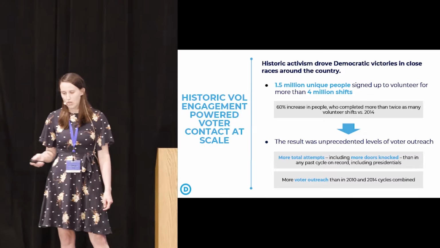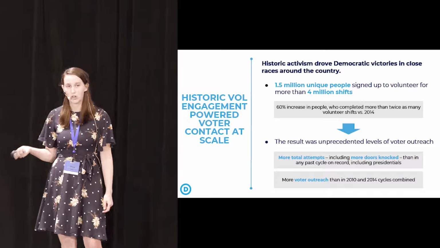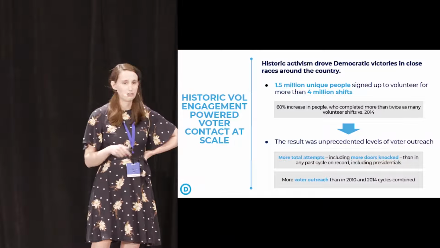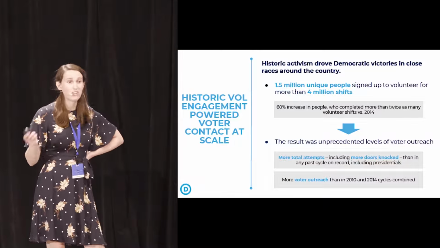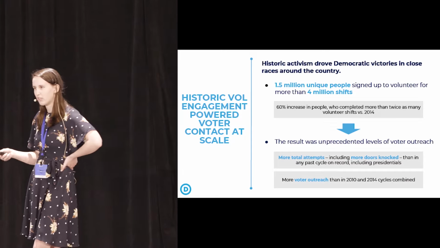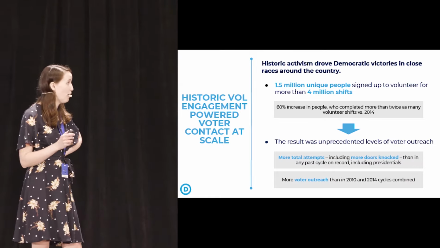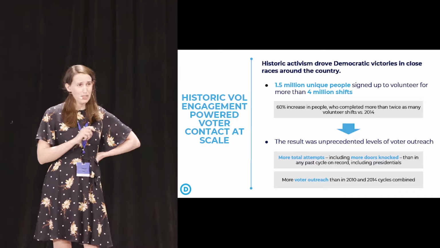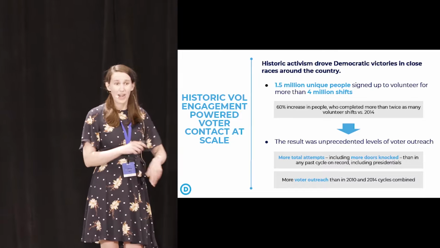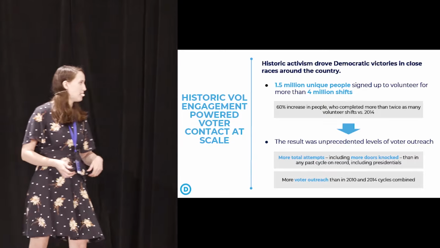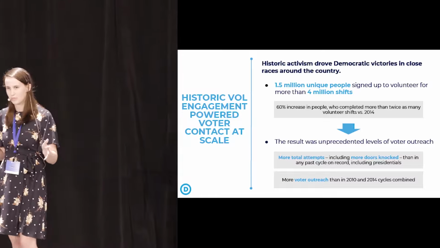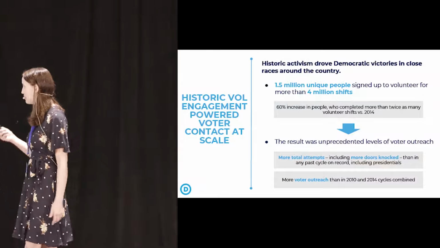So in 2018, we saw historic levels of volunteerism for Democratic campaigns around the country, with more than 1.5 million people signing up to volunteer for campaigns and signing up for more than 4 million volunteer activities. That meant also generating an unprecedented level of information from direct contacts with voters. Specifically, campaigns this year attempted more people and knocked on more doors than any presidential cycle or any other cycle on record in this shared database. And reached out to more voters than the last 2 midterm elections, 2010 and 2014 combined.